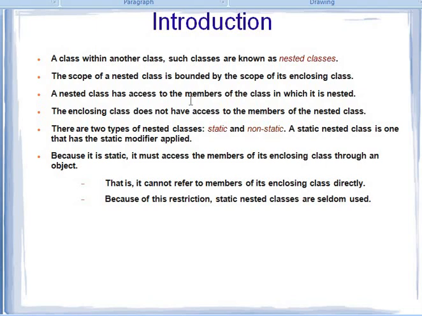As it is static, it must access the members of its enclosing class through an object. It cannot directly refer to its outer class members, that is, enclosing class members. Only through an object can it access the members. Because of this restriction, static nested classes are very rarely used.